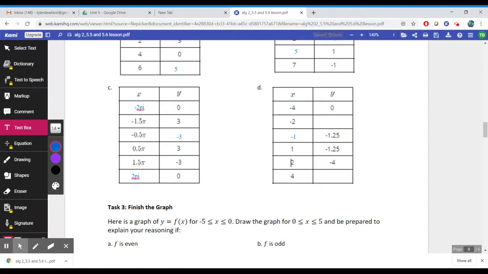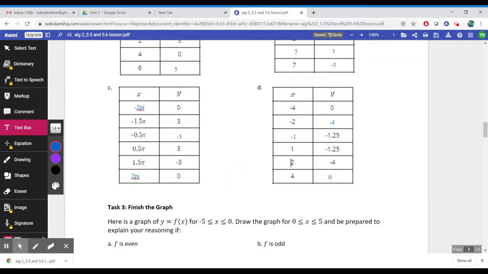If we look at the input of 2, we know that the output that we get for that should be the same as the output for -2. So when we plug in 2, we get -4. When we plug in -2, we should also get -4, since this is an even function. When we plug in -4, we get 0. So when we plug in +4, we should also get 0.